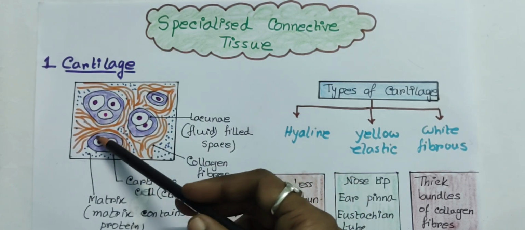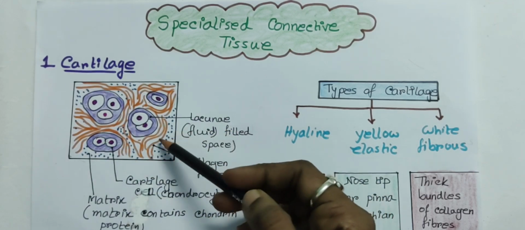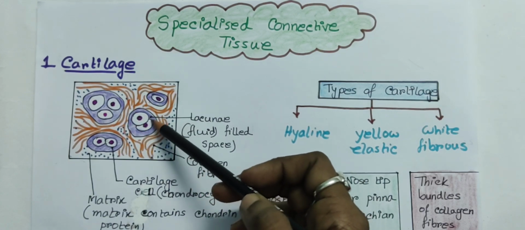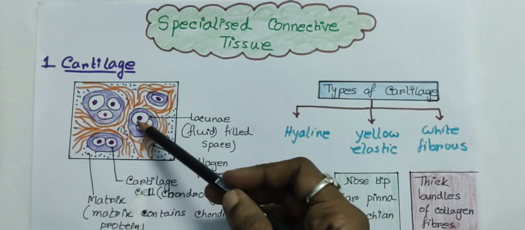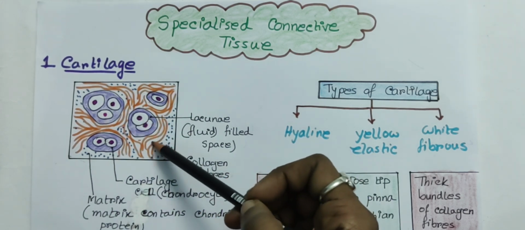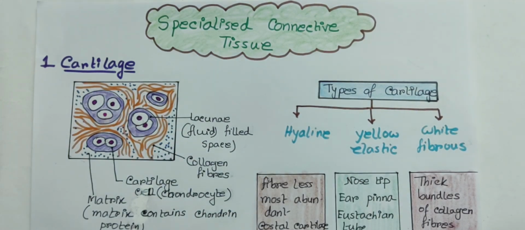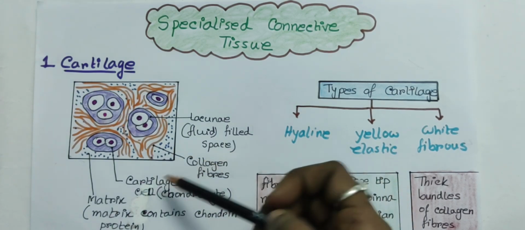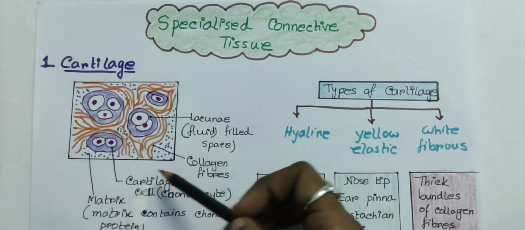These cells are placed within a cavity. This is called the lacuna. It is a fluid filled space. The violet color is the fluid, and the space, that is called lacuna. Okay, and the cells inside the lacuna is the chondrocytes. And there are matrix and also collagen fibers. The orange part is the fibers, collagen fibers, and the dotted portions are the matrix. And the matrix contains chondrin protein. So this is the structure of the cartilage.